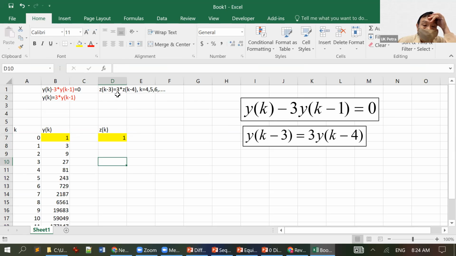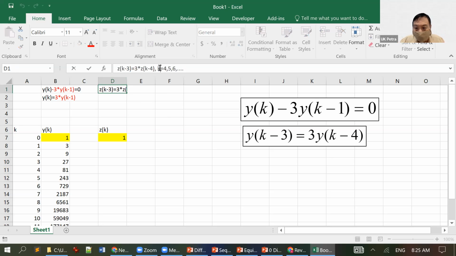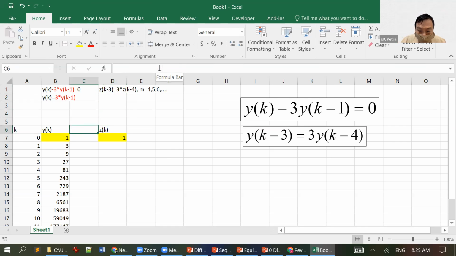So k equals 4 here. So Z_{k-3}, if k is 4, what is this? Maybe I should not put k, I will put different names so that you will know the difference. What name you want? M. Okay, so I will put M here. M is supposed to be starting from 4, right? So I just copy this.